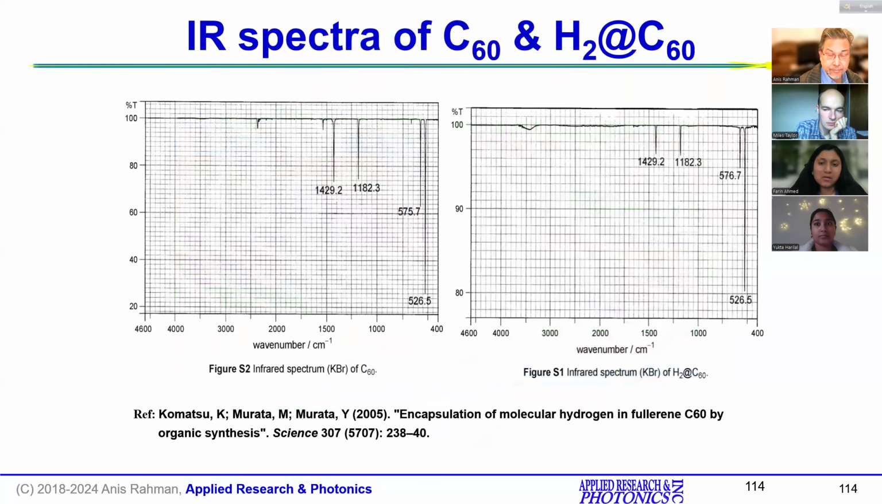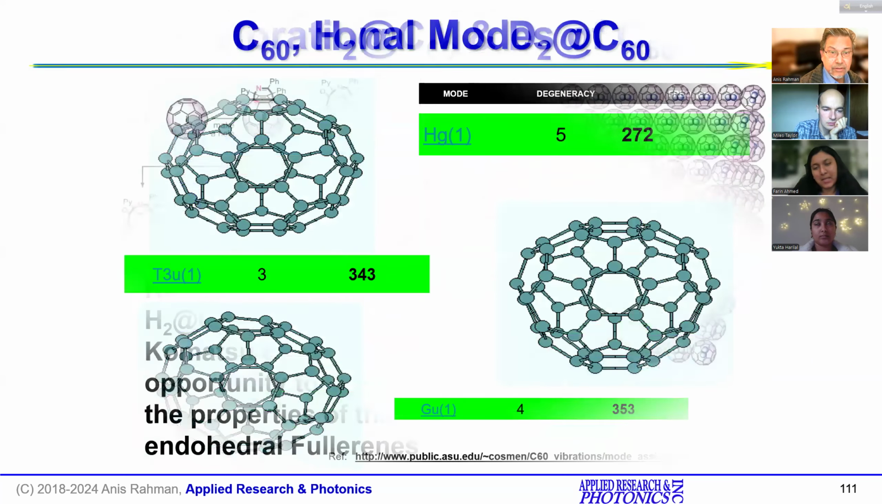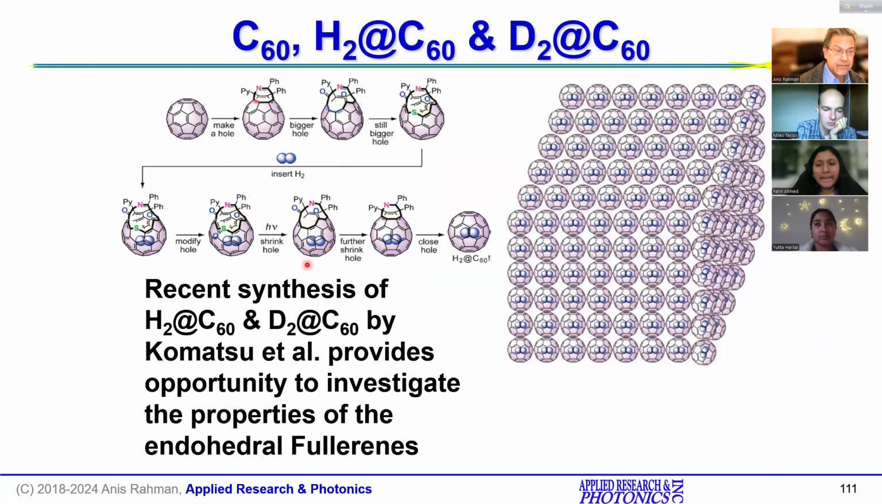And then we tried, but the problem is that when they synthesized this particular molecule, what is called endohedral fullerene, endohedral because the hydrogen has been put in the cage of the C60 molecule.